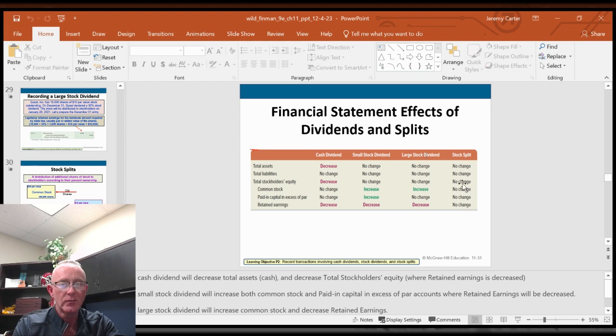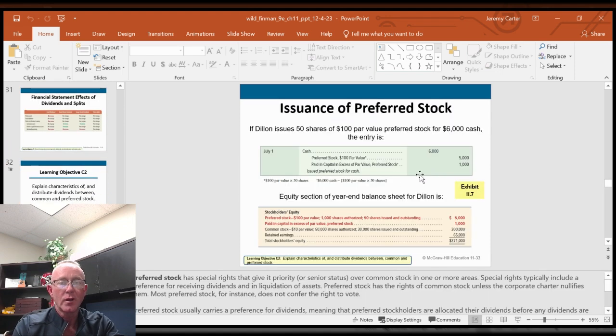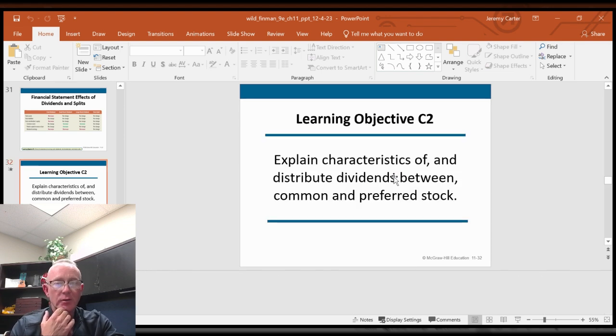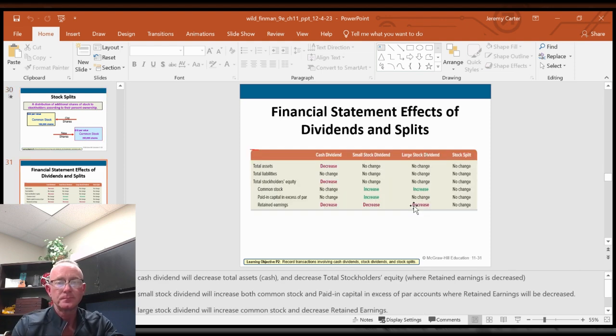See this? Nothing changes on our stockholders' equity. There's no adjustment. All you're going to have to do when we do this on our homework is actually go through and say that instead of having 100,000 shares at $20 par, we would have 200,000 shares at $10 par on our statement of retained earnings.